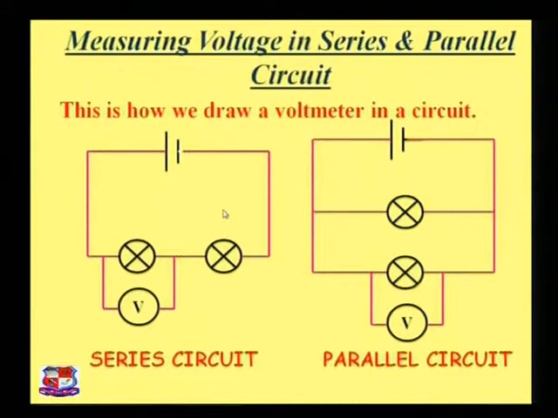Now voltage measured in series and parallel circuits. This is the drawing of the series and parallel circuit. Here the two bulbs are in series form, and two bulbs are in parallel form. So if you want to measure the voltage, then use the multimeter in parallel form. See the figure. If you want to measure the current, then you have to use the multimeter as an ammeter in series, but as a voltmeter in parallel form.